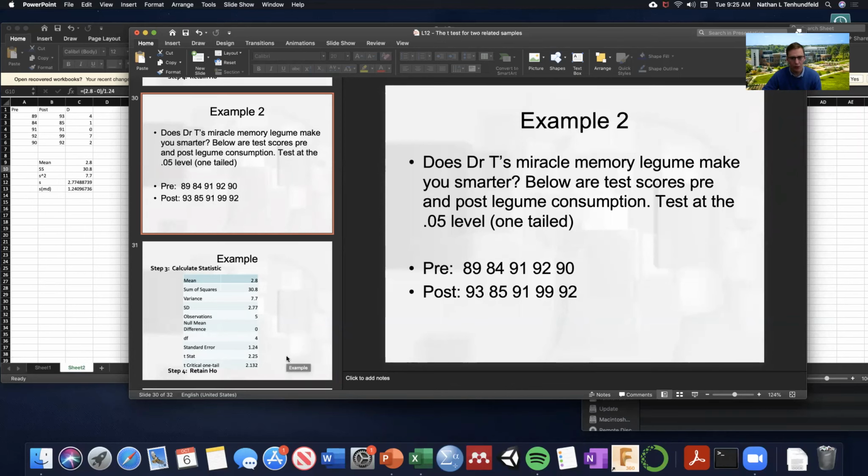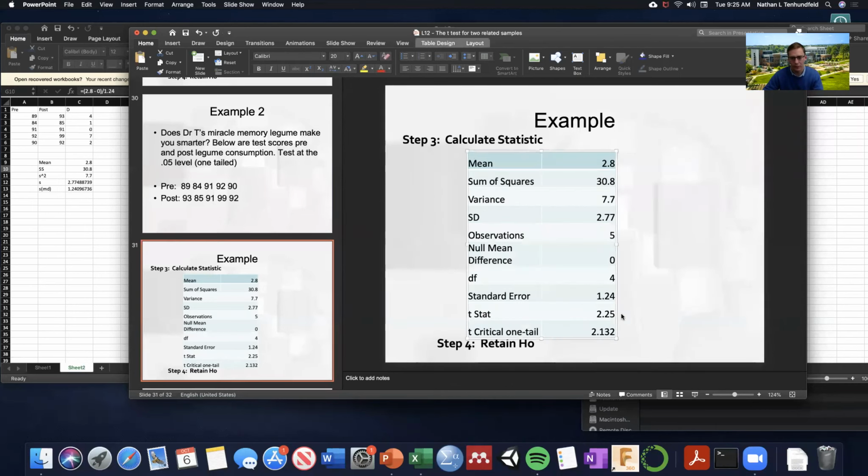And so when we go here, let me just round this up. And because I was wrong on that, we're going to reject the null hypothesis, right? Because this is more extreme than that critical one-tail value, we're going to reject the null hypothesis and say that my miracle memory legume does help with test score performance.